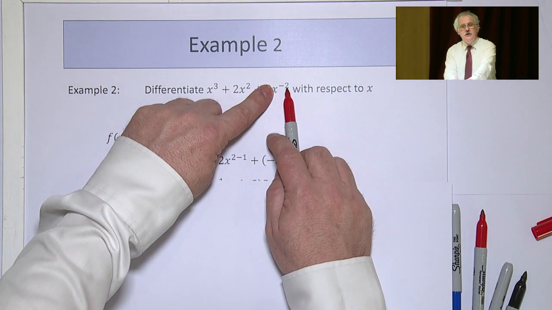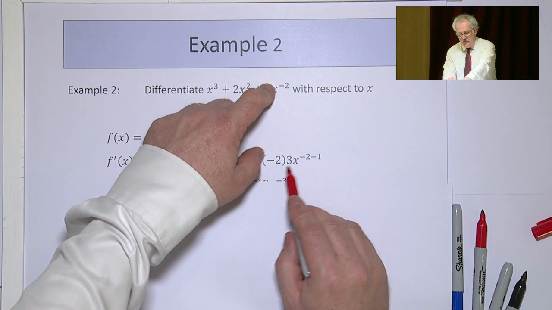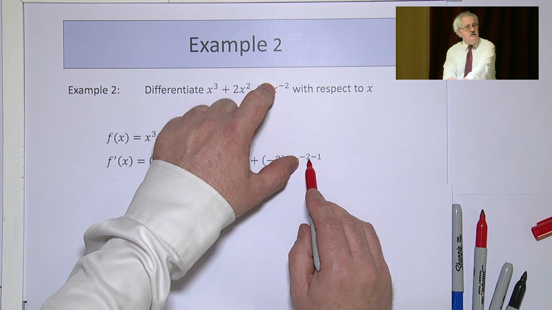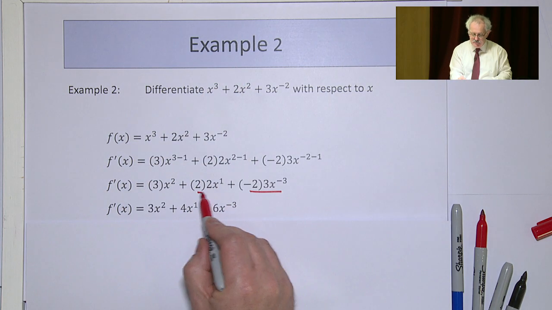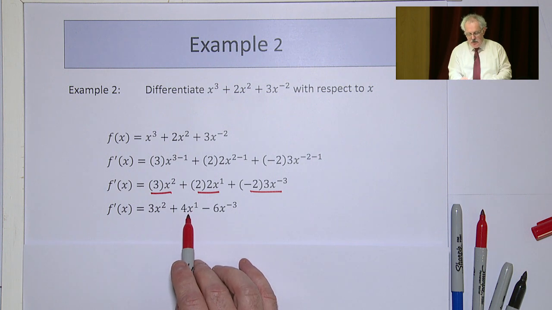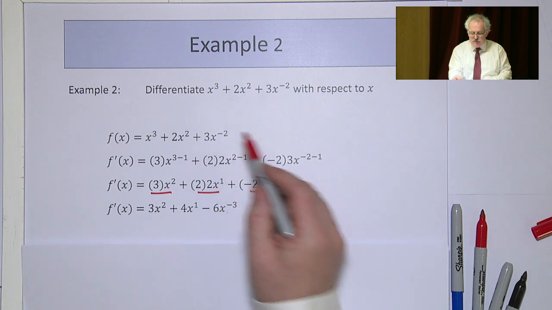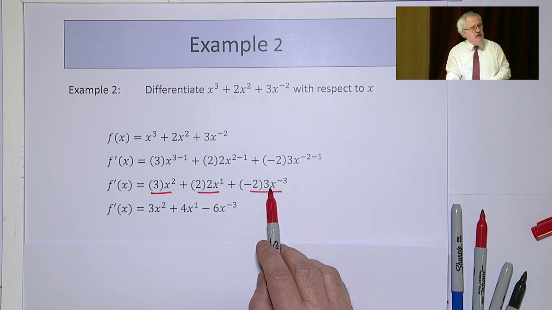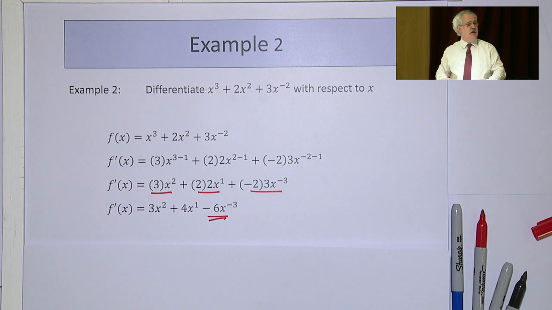Now the minus 2, what do we do with it? Take it down. Minus 2 times x to the minus 2 minus 1, isn't it? That's all it is. The same logic. So we get 3x squared plus 4x minus, and the minus then, because the minus comes down, minus 2 by 3 turns out to be a minus number, so that becomes a minus there. Is that okay?